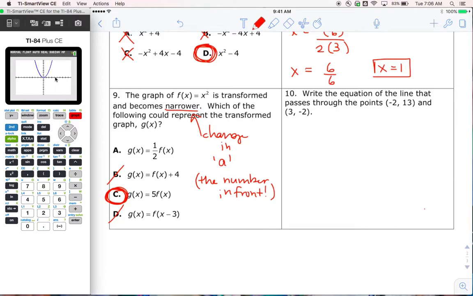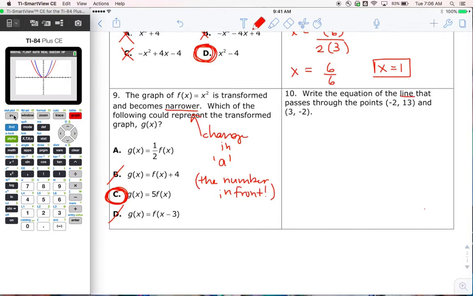My original graph is this blue one. My new one is this red one. Yeah, that definitely looks narrower. If we had looked at the other ones, like if I had put a 0.5 right here, 1/2, answer choice A, I still have the original blue one, and now my red one is wider. All right, so fractions make it wider. Bigger than 1 makes it narrower. So in this case, we wanted narrower. Our answer is C.